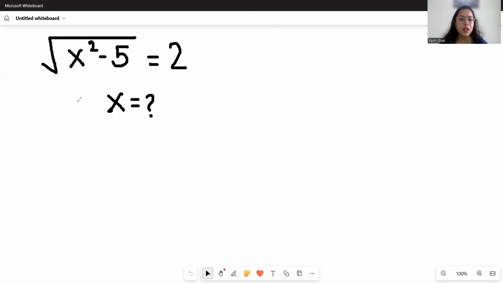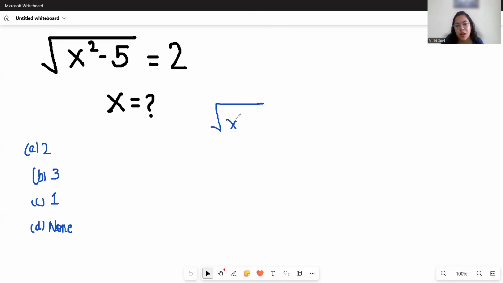We have to solve this easy algebra problem: square root of x square minus 5 equal to 2, and we have to find the value of x. So the options are 2, 3, 1 or none. If you have already found it, comment down your answer below. If you haven't, let's check.